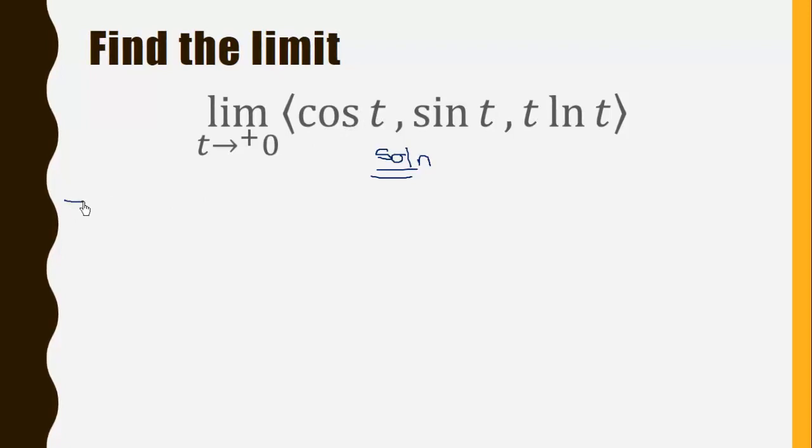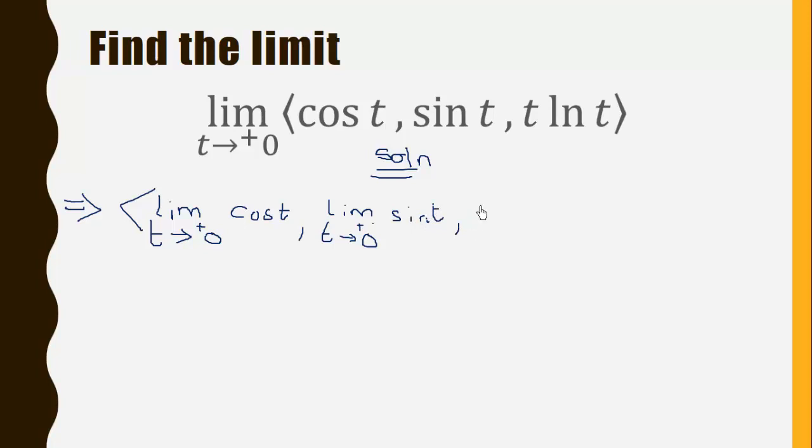So this will be the same as the limit as t approaches 0 from the right of cos t, then limit as t approaches 0 from the right of sin t, then limit as t approaches 0 from the right of t ln t, which we can write as ln t over t to the -1.